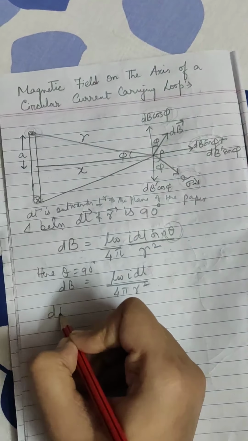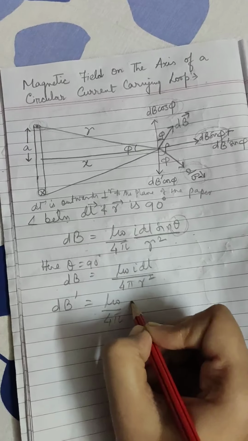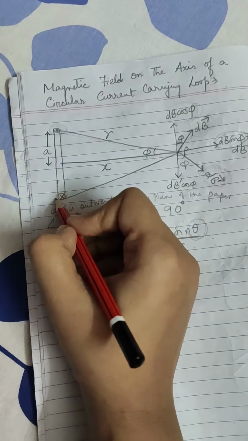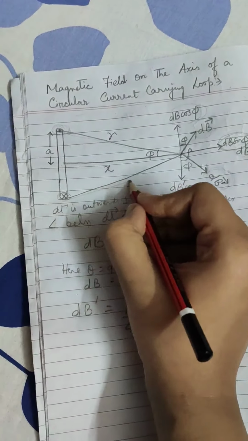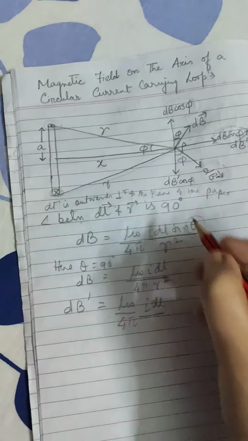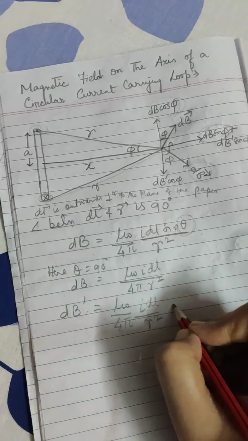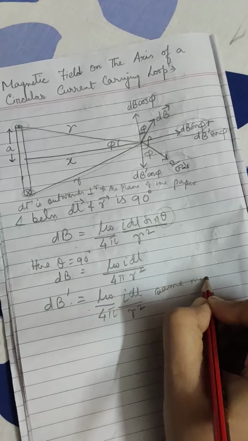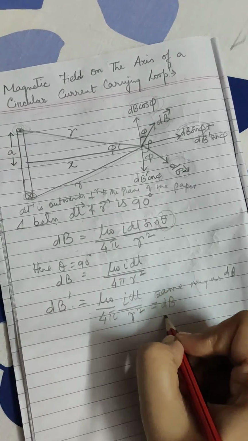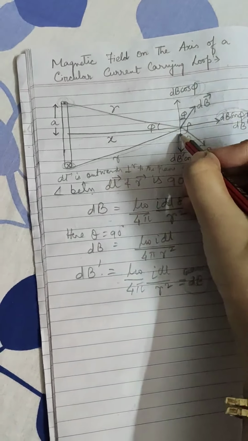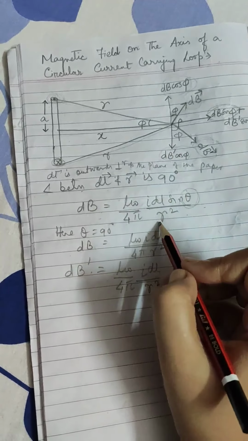Now dB prime will also have the same magnitude, mu naught by 4 pi. It is because of the same current, the same element of length dl, at the same distance r from the length dl. Mu naught I dl by r square. So it has the same magnitude as dB, so dB prime is equal to dB. So the magnitudes are the same, and the magnitude of dB cos phi and dB prime cos phi will also be the same.